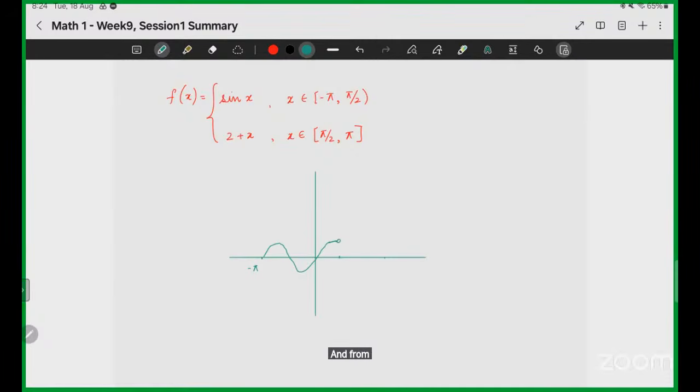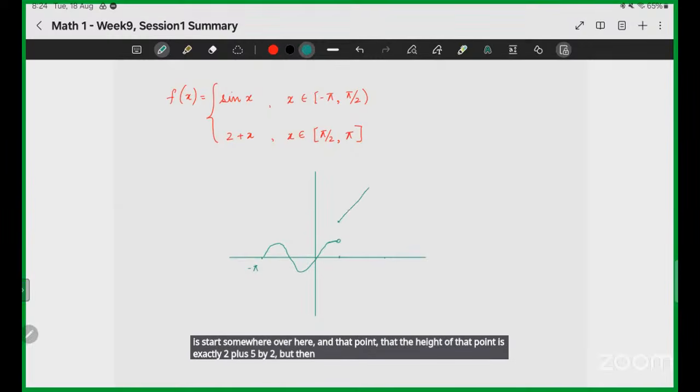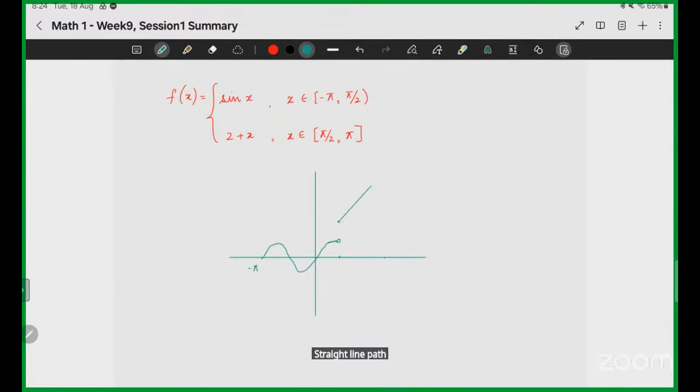And from pi by 2 to pi, it's some 2 plus x, which starts somewhere over here. And the height of that point is exactly 2 plus pi by 2. But then it follows a straight line path. Here I wanted it the other way, so I'll do this. Will that work? Let's just do 10 minus x. That's fine. The exact value of that is not that important. So it'll look something like this, right?